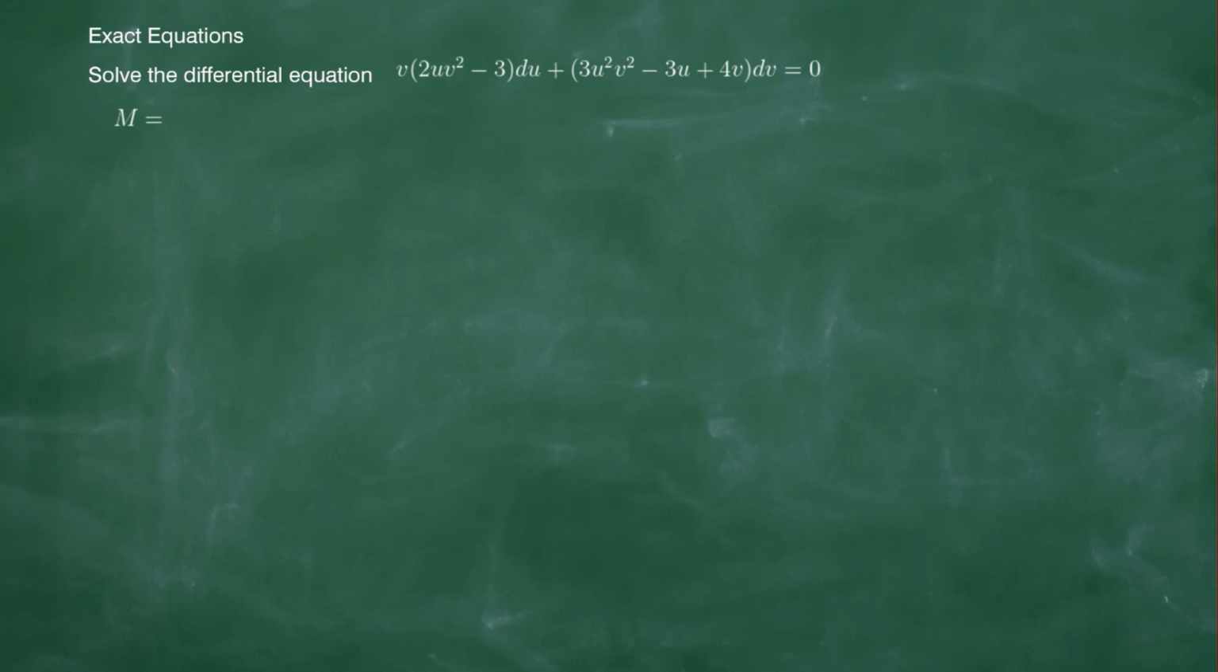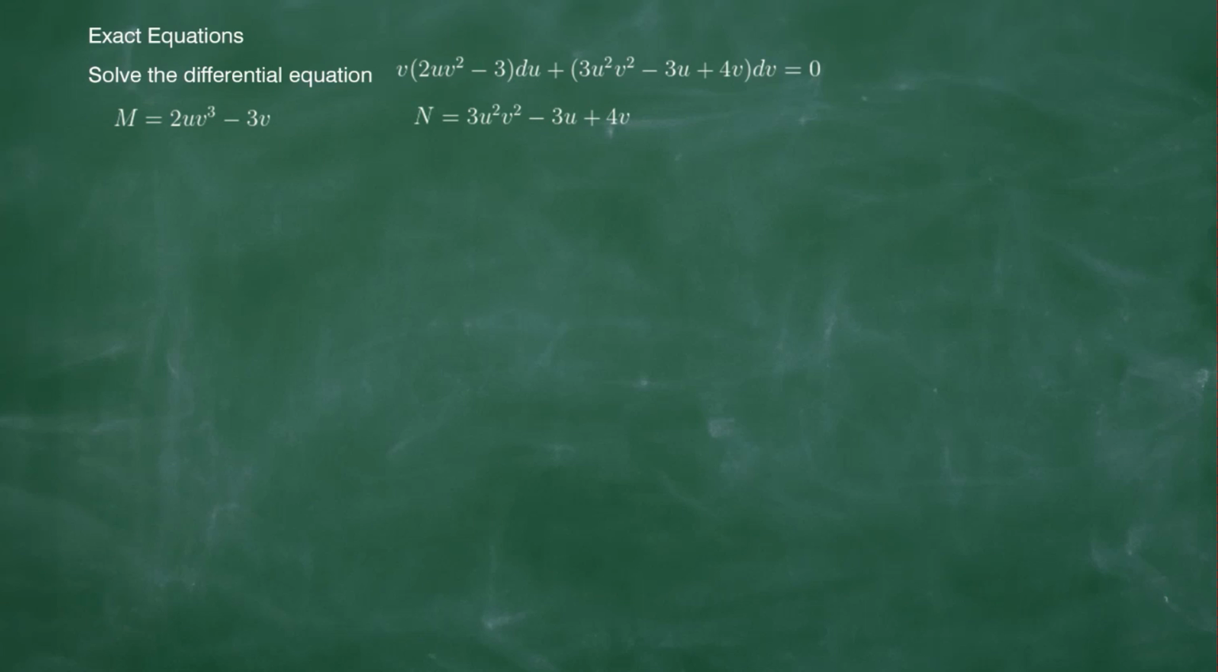So M equals 2uv³ − 3v. We multiply v to 2uv² − 3, so we get M equals 2uv³ − 3v. Then N will be equal to 3u²v² − 3u + 4v.